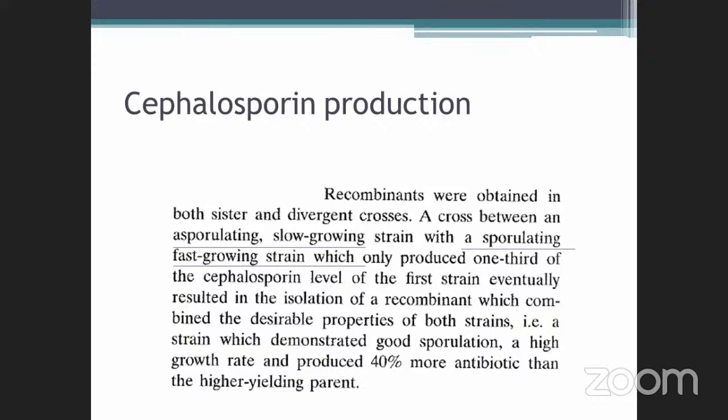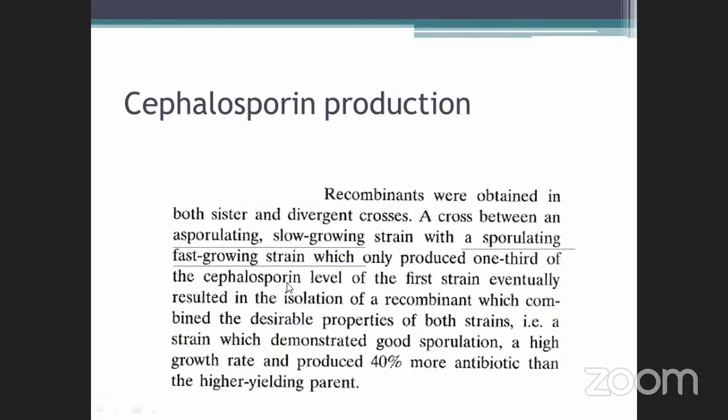Here the recombination was obtained by both sister and divergence process, a cross between an asporulating, slow-growing fungus with a sporulating, fast-growing strain, which only produced one third of the cephalosporin level of the first strain, eventually resulting in the isolation of a recombinant. And that is the desirable property: a strain demonstrating good sporulation with a high growth rate and 40% more antibiotic than the higher-yielding parent.